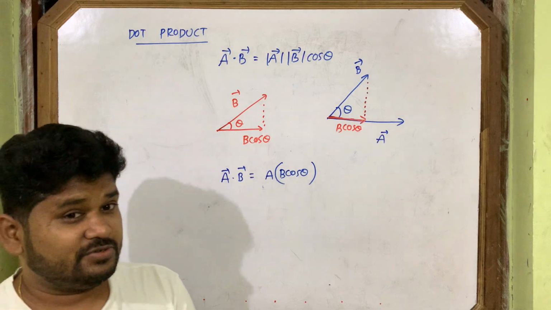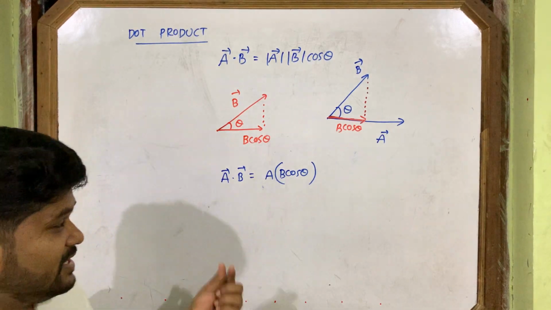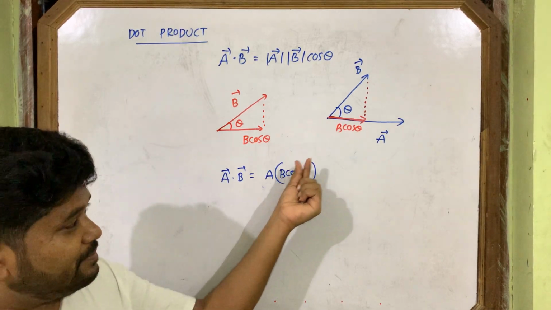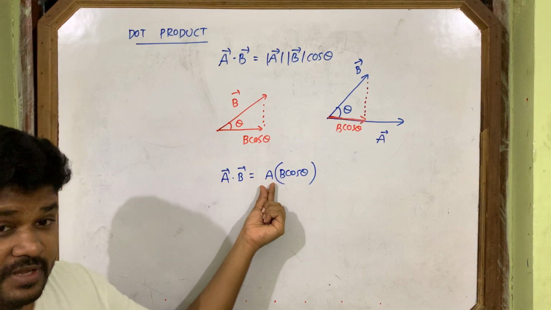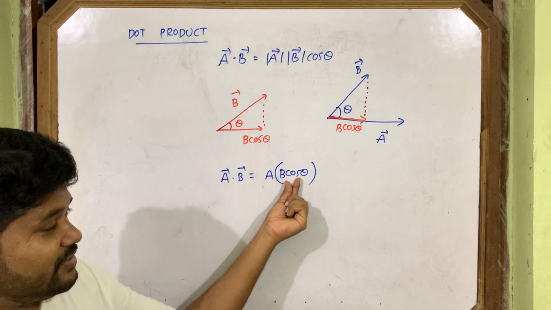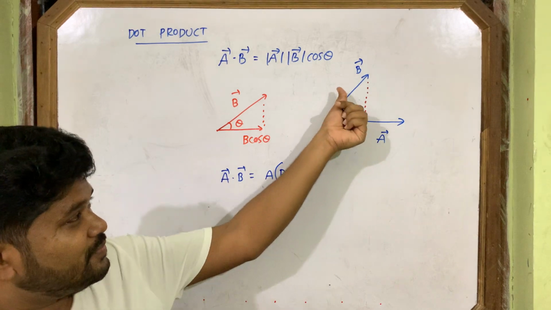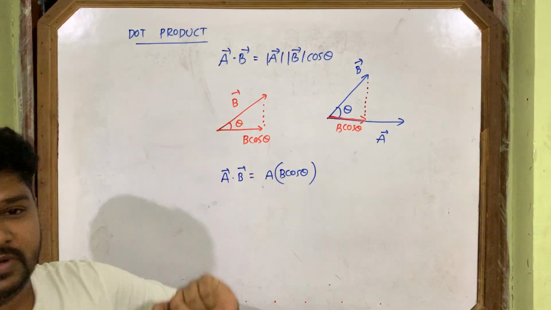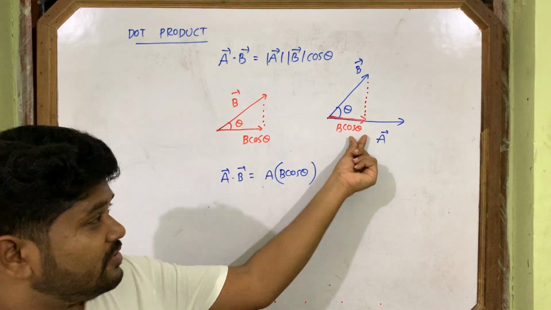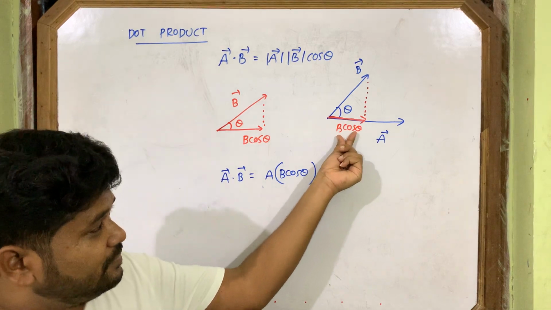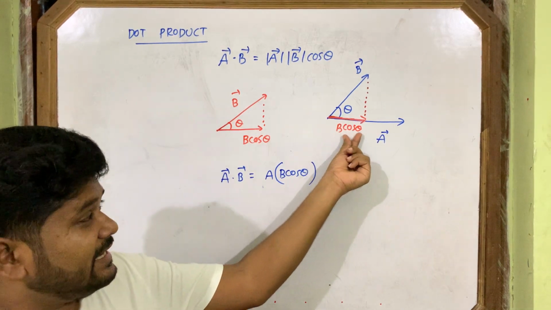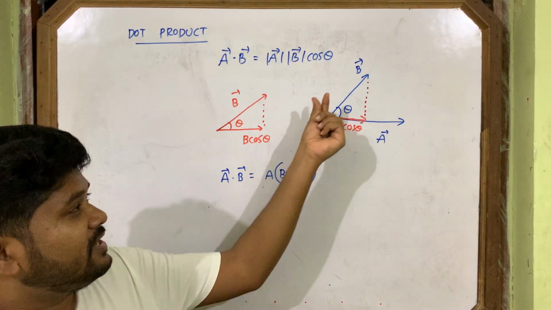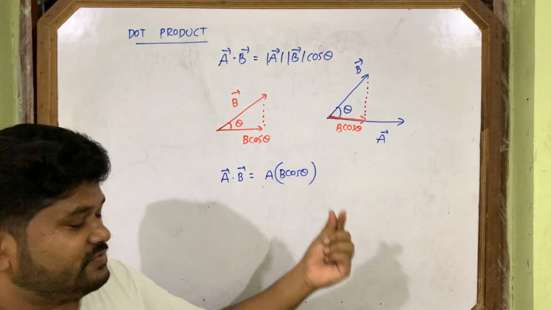Again I am telling, try to understand what is dot product of two vectors. Dot product of two vectors is equal to the product of the magnitude of one vector and the component of the other. B cos theta is the component of the B vector along the first one. Which component? Scalar component, only the magnitude of that component. So that's called scalar component.